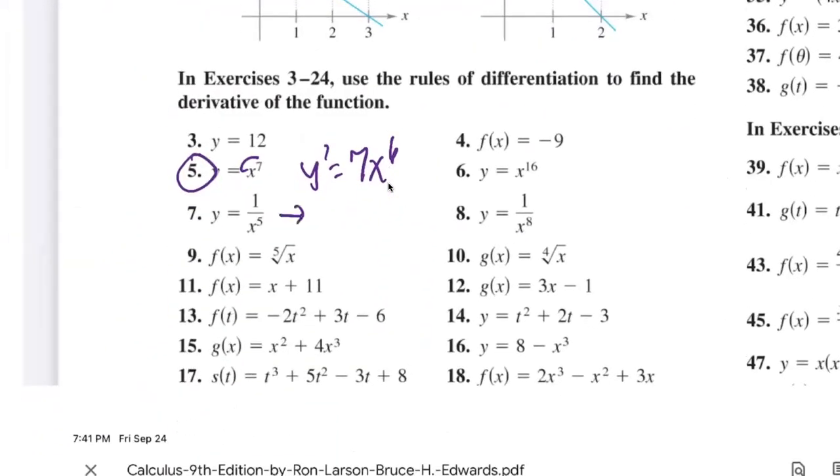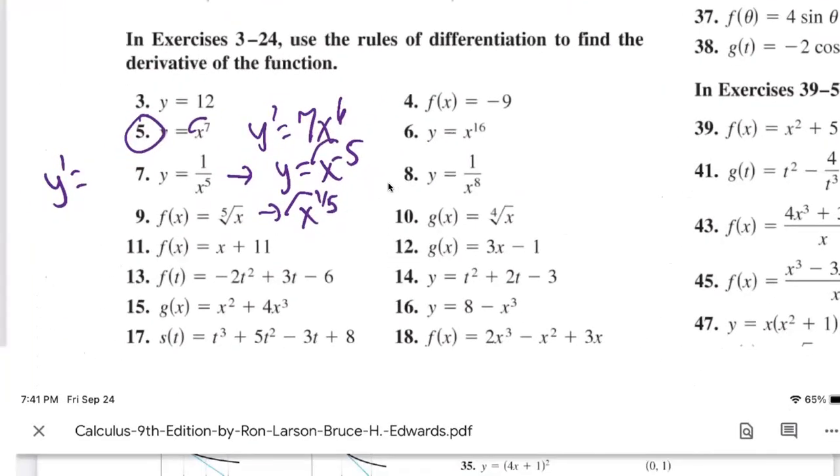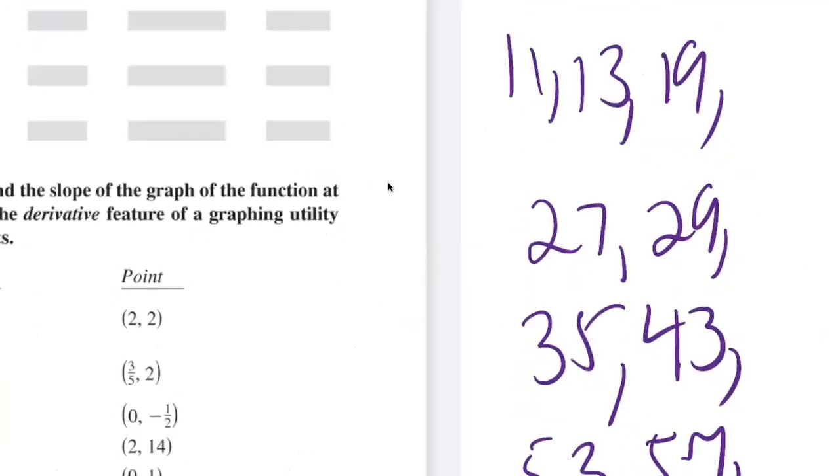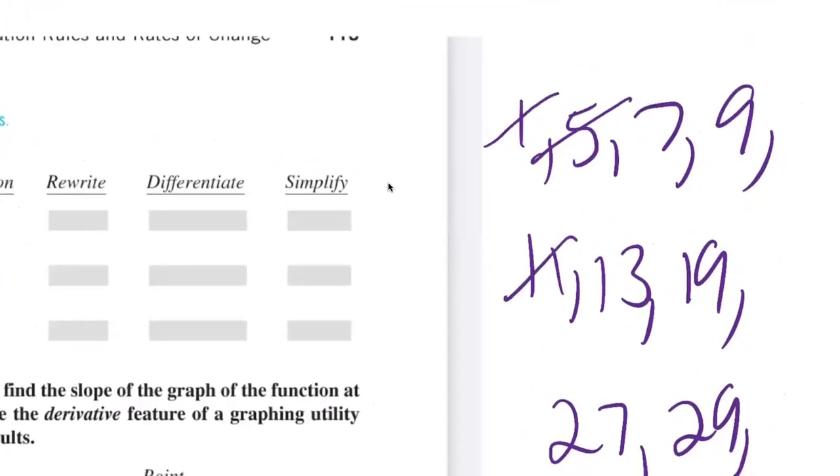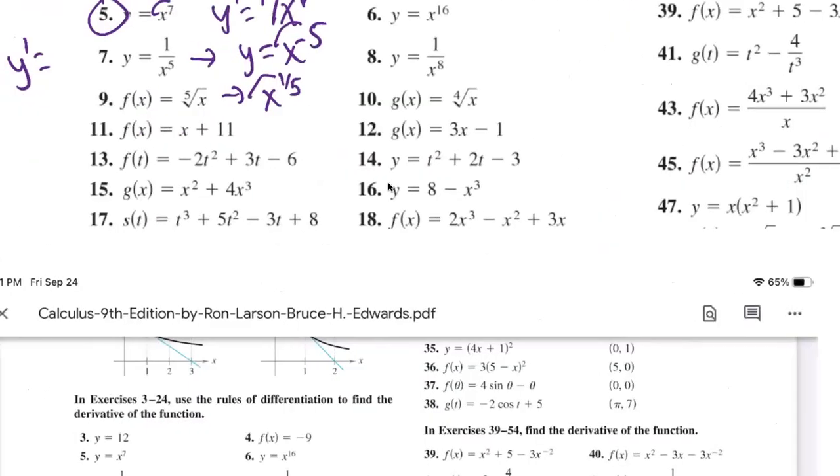So just a hint on number 7, when you do it, you're going to make this x to the negative 5 and then take your derivative. So you'd bring this down and subtract 1. On 9, you would make this x to the 1/5. To take your derivative, you bring that down and subtract 1. The derivative of 11, do we have 11? Okay, so I'll do 11 for you. You make sure you do 7 and 9.